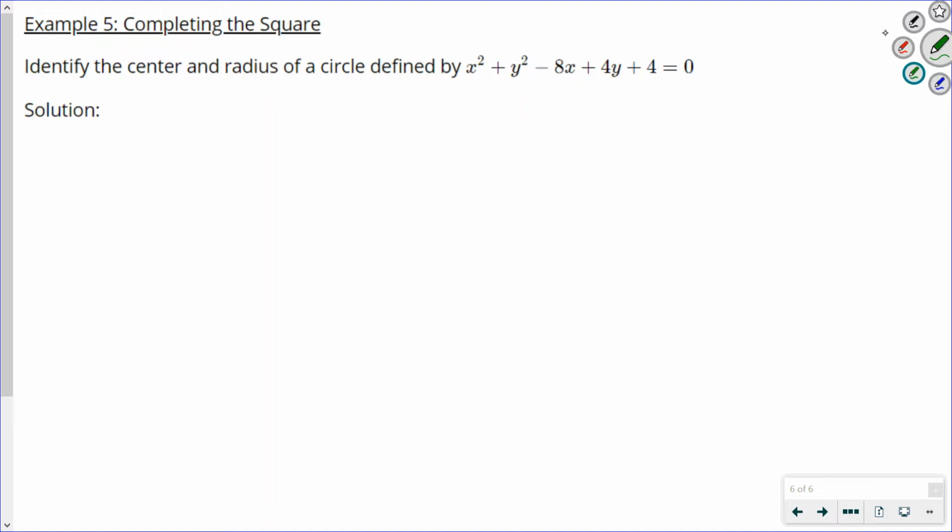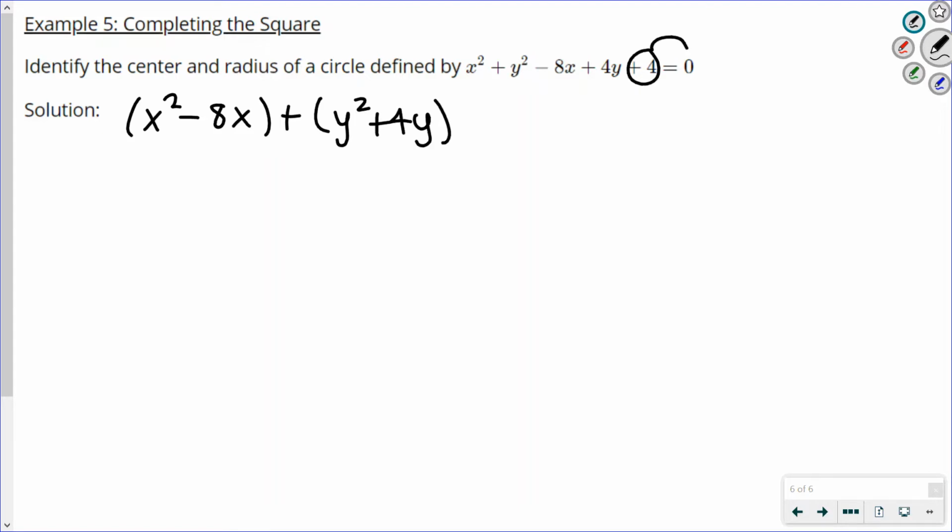So what we want to do here is we want to collect all our x's and all our y's together. So I'm going to start with my x squared and an 8x. Those two go together. And I'm going to collect my y's. So y squared and 4y. And then this 4, I'm going to move it to the other side, because our equation for a circle has the r by itself on one side. So that was my reason for doing that.